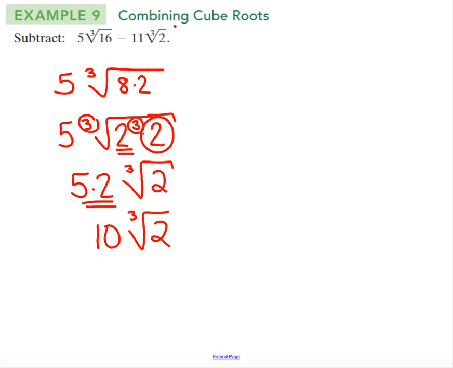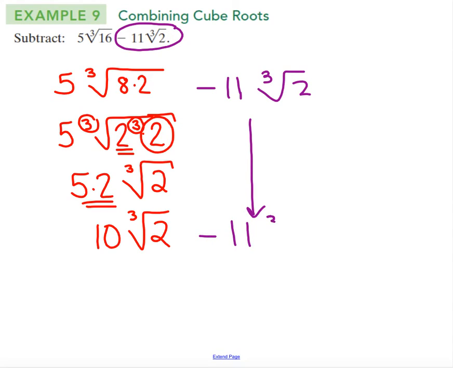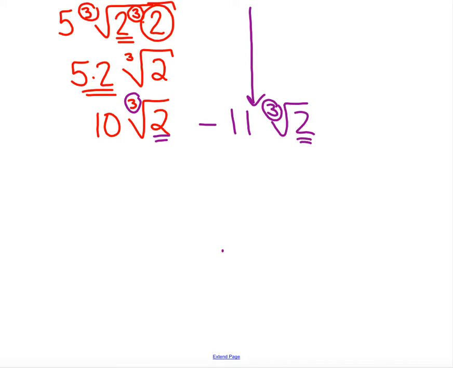Now, do we have to do any simplifying with this radical? Nope. That is still minus 11 cube root of 2. So I'm going to skip all those steps, bring it down, minus 11 cube root of 2. Now let's check. Do these two radicals look alike? Yes. They're considered like radicals. They have the same index. They're both cube roots. They have the same radicand. They're both 2.